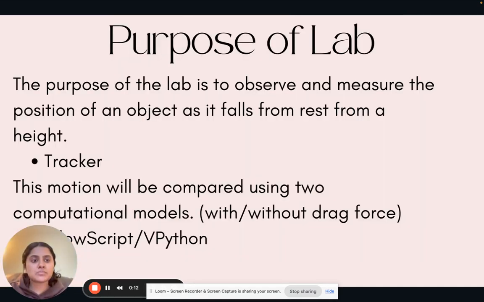This lab explores the motion of an object being thrown, and I will present my observations, computational model, and compare both while discussing key assumptions. So the purpose of this lab is to observe and measure the position of an object as it falls from rest from a height. I'll be comparing this motion using two computational models. One considers drag force and the other does not.